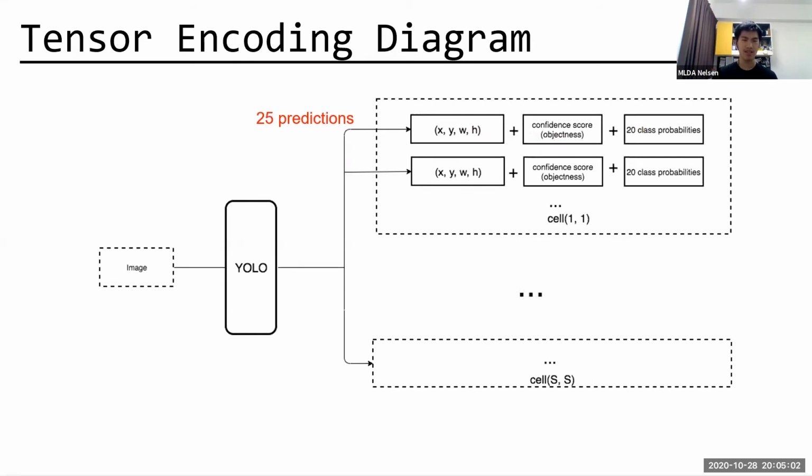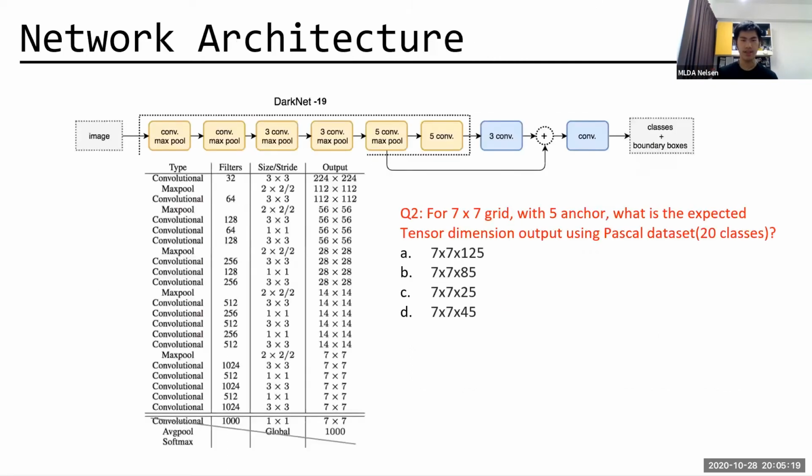So here we have 5 different bounding boxes for one cell. That means we have 125 different predictions for each grid. So that means 7 times 7 grid times 125 predictions. I hope it clears the confusion.